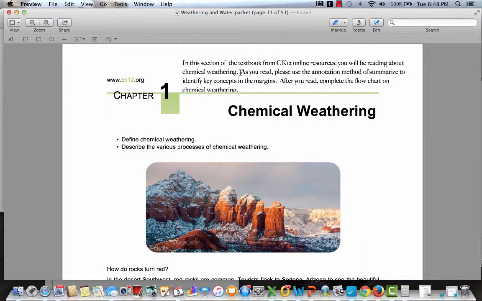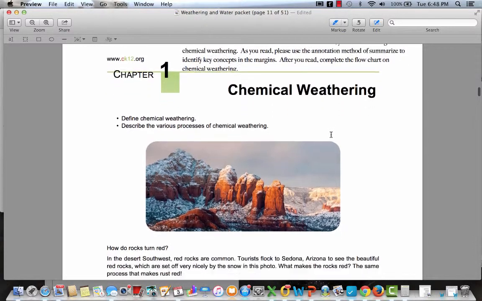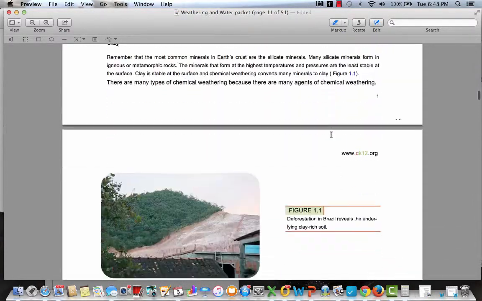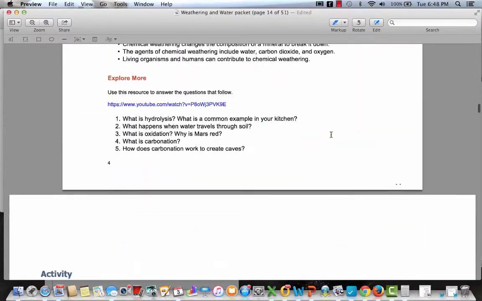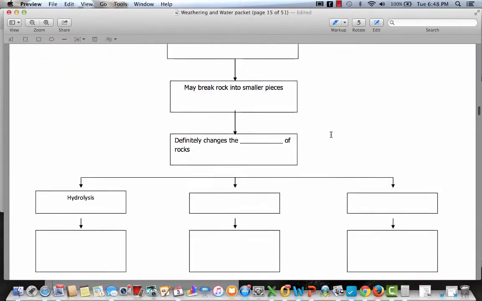What is our subject? Chemical weathering. As you read, please use the annotation method of summarize to identify key concepts in the margin. After you read, complete the flowchart on chemical weathering. So we're going to read through all of this. We're going to summarize each paragraph. And when we're finished, we should be able to complete this flowchart.